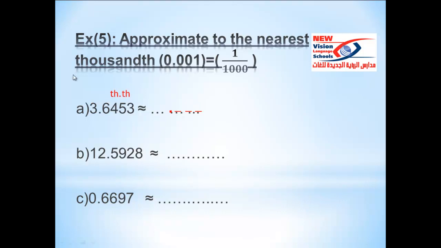Where is our thousandths? The third digit after the decimal point. 5. 5 here is our thousandths. Make a circle on it. Look at the right number. 3. Ask 3, are you poor or rich? It is poor. Give or not give? Not give. So 5 stays, and the rest of the number comes down the same.